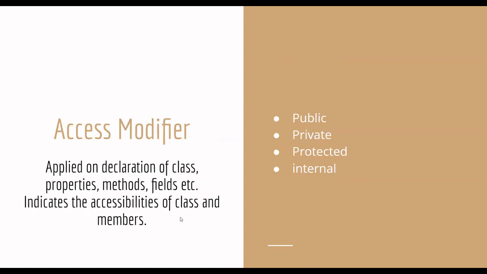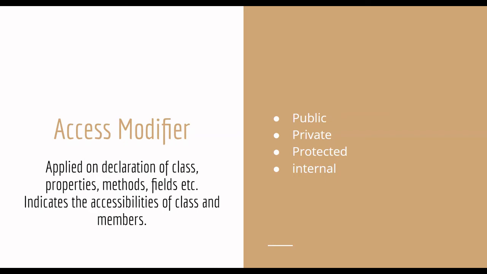The second one is the access modifier, which is applied to the declaration of a class, that is, how you define a class inside the namespace. I'm going to talk about everything in detail later on. They apply to the declaration of class properties, methods, fields, etc. They declare the accessibility inside or throughout the program, for example how that variable should behave. The keywords are public, private, protected, and internal.